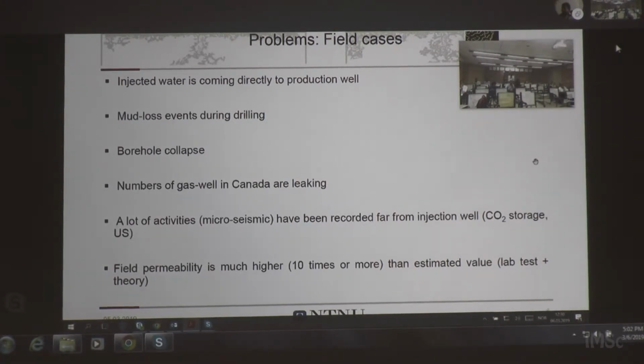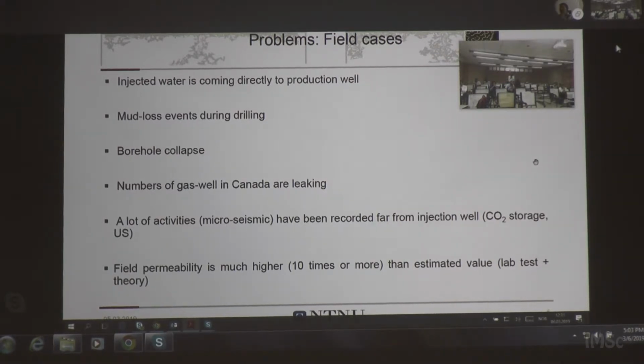And in the US, one group of researchers reported another problem: a lot of microseismic activities have been recorded far from the injection well. They were working with a CO2 storage project. They injected CO2 in one area, but they observed a lot of activities far from that injection point. So they are trying to understand what actually went wrong, or whether there is some connection between the injection well and the area where they are having a lot of microseismic activities.